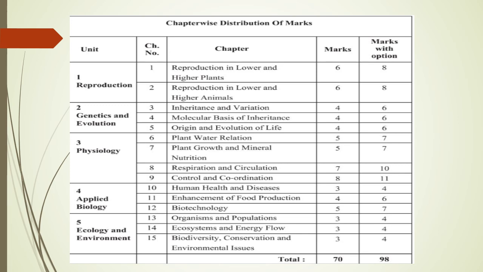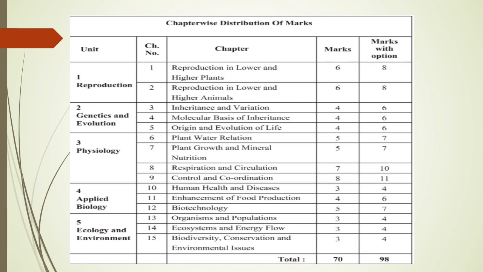The first chapter is reproduction in lower and higher plants, which has 6 marks, and with option 8 marks are there, which means 2 marks are for the option. So this question will be only for 6 marks, which means you have to make use of this lesson for only 6 marks. With 6 marks I expect you to draw a diagram and a description, which will be half each, that is 3 plus 3.